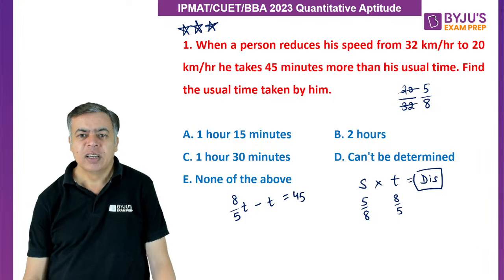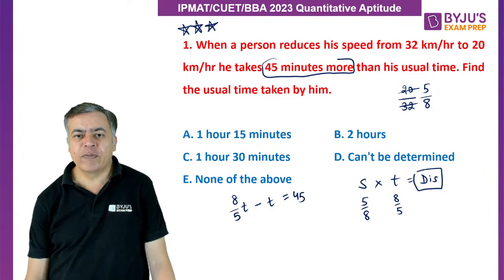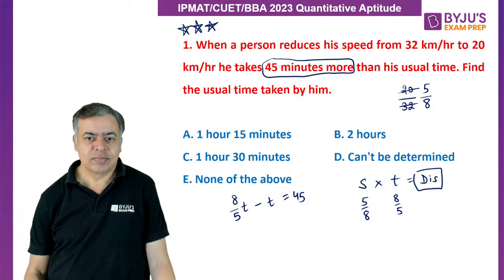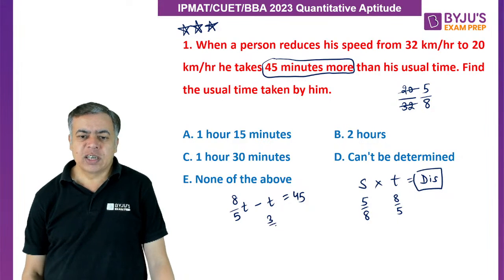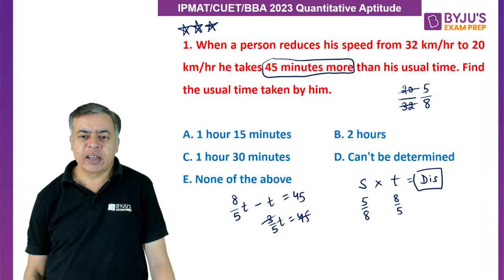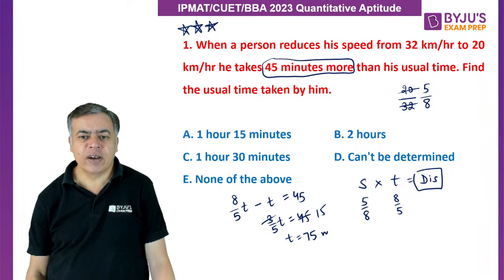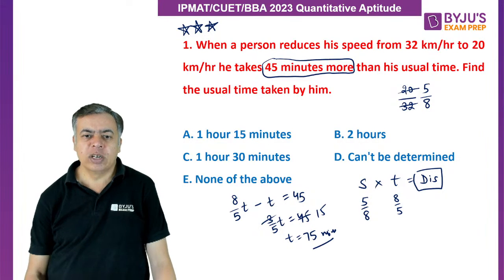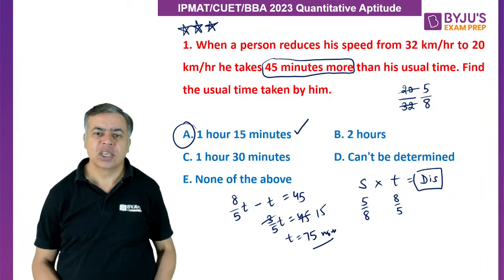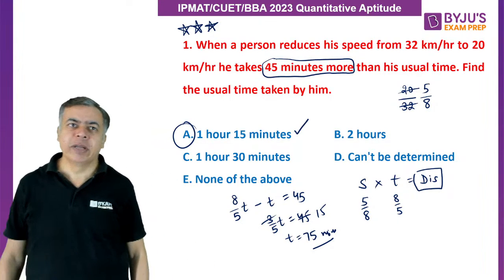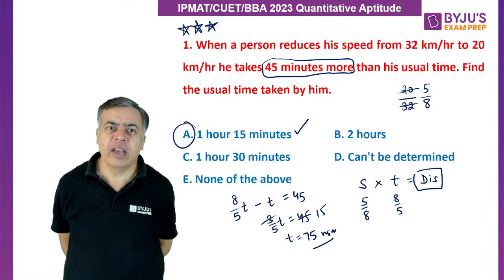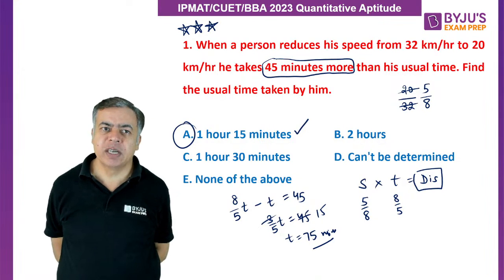It is given because it is taking 45 minutes more now. So the difference 3 by 5t is 45. So I can say that time is nothing but 75 minutes. That original time was 75 minutes. We can write it as 1 hour and 15 minutes. 1 घंटा और 15 मिनट, 75 minutes आ गए ना.